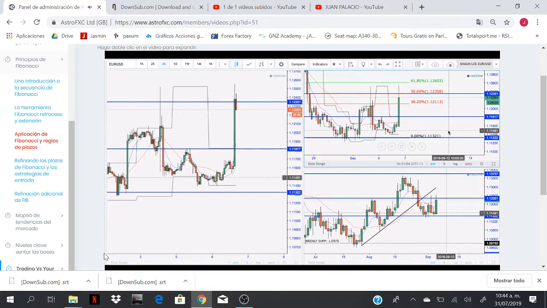The daily's up, the 4-hour could potentially be down. It's not down yet, but in this case, don't trade. Wait for stronger confluence and stronger signals going forward.